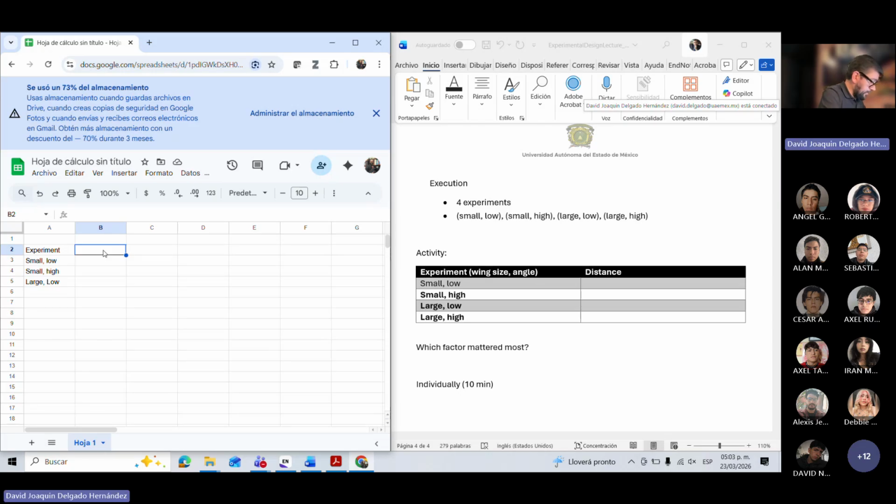Let us put it in this way better. Small, low, small, high, large, low, large, high. Okay.